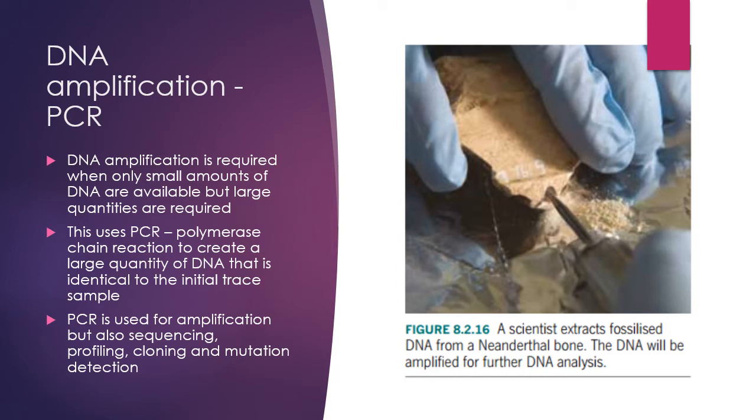So DNA amplification is necessary when we've only got a small amount of DNA. So for example, we've made some recombinant plasmid DNA, and we want to make more of it. And it uses polymerase chain reaction to create a large quantity of DNA that's identical to what we started with. On the right there, you can see that they would also use PCR for fossil DNA, where they only have very minuscule amounts, or they can use it in crime scenes if they've got really limited amount of DNA.